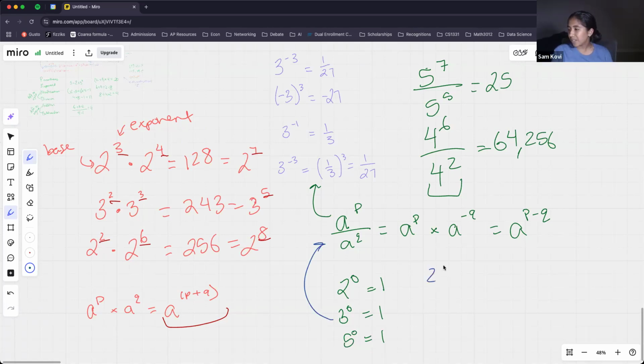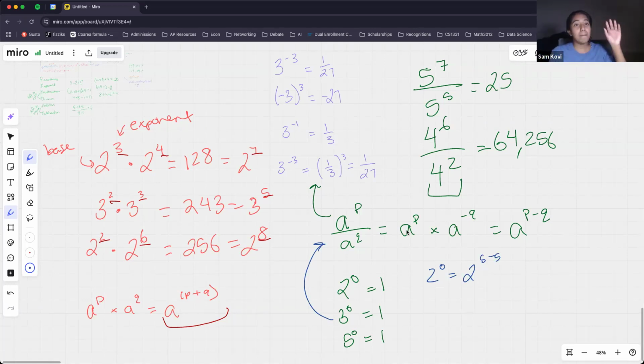So if I have 2 to the power of 0 and I want to express it as a to the power of p minus q, I would have to do 2 to the power of maybe let's say 5 minus 5. I could do 4 minus 4, 3 minus 3, whatever. But let's say 5 minus 5, right? Because 5 minus 5 is 0.